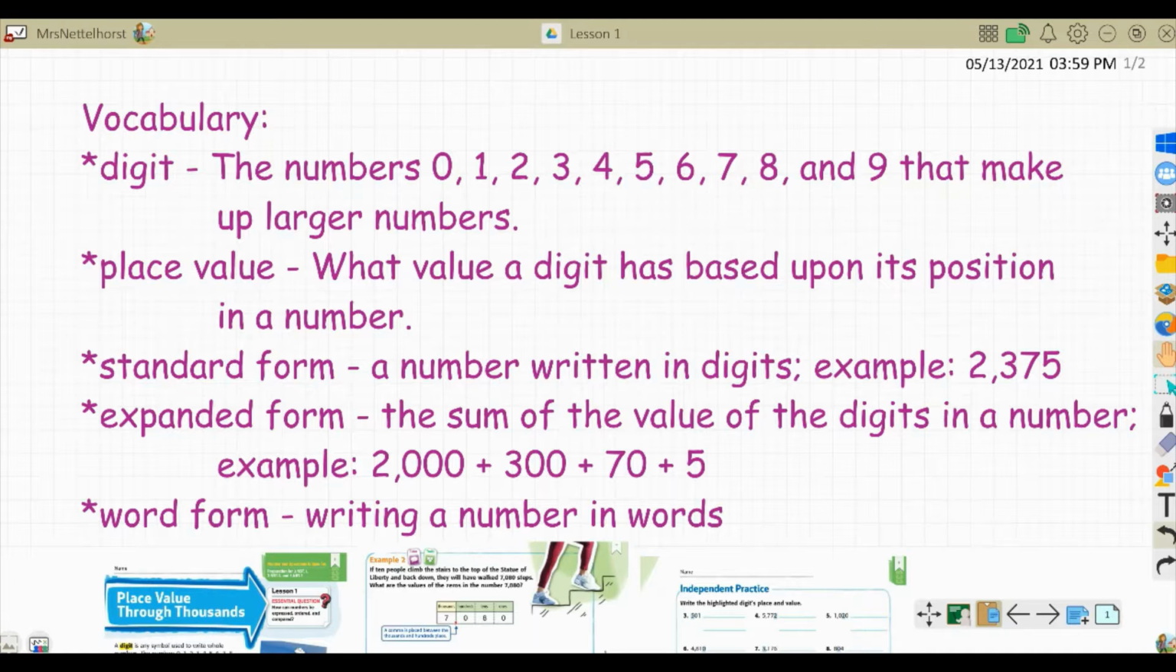And then word form is writing a number in words, how you would say it if you were talking about it and how you would write it if you were writing it in words.